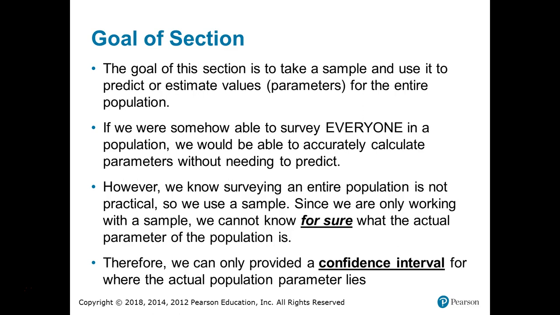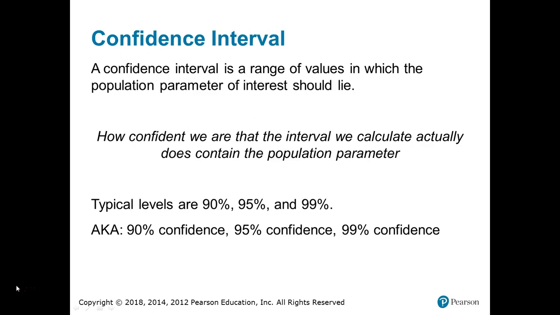Now, if we were somehow able to survey everyone in a population, we would be able to accurately calculate parameters without needing predictions. However, obviously surveying an entire population is not practical, so we use a sample. Since we are only working with a sample, we cannot know for sure what the actual parameter of the population is. Therefore, we can only provide a confidence interval for where the actual population parameter lies.